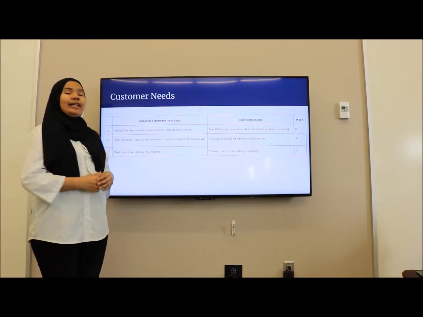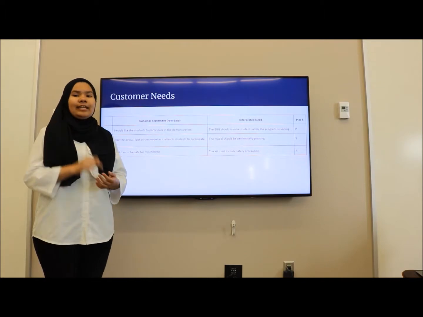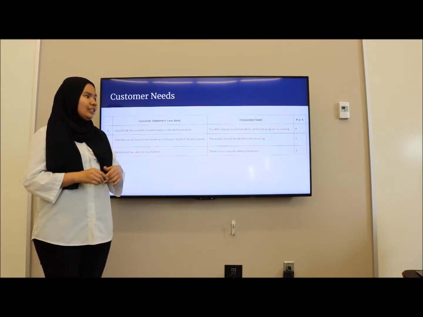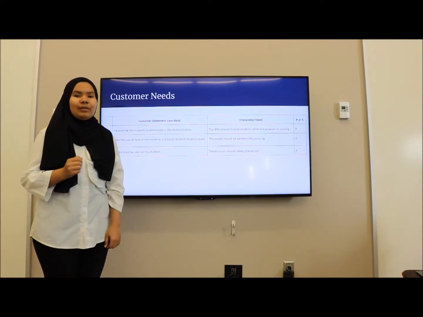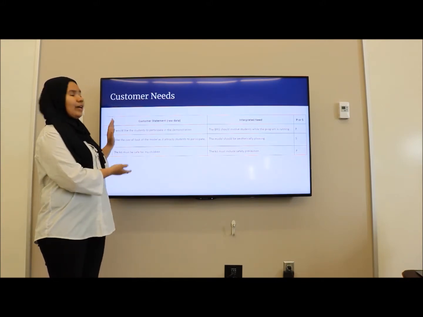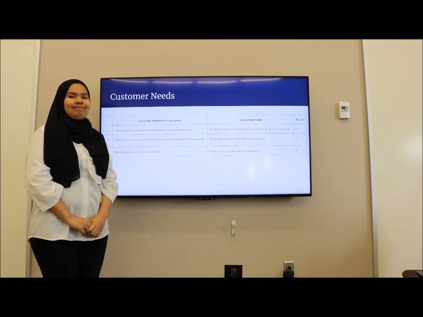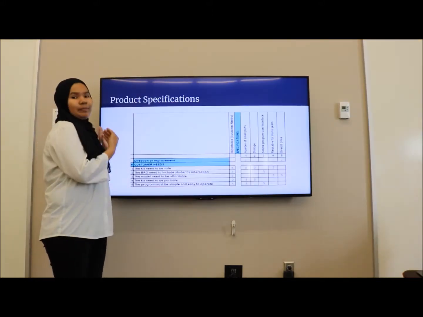Okay, the next one is that the kit must be safe for my children. The interpreted need is that the kit must include safety precautions, and it is a primary need because we need our kit to be safe. So, for our final project, we have successfully accommodated all the customer needs. The next part is product specification.